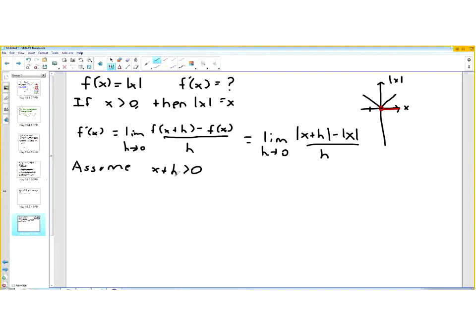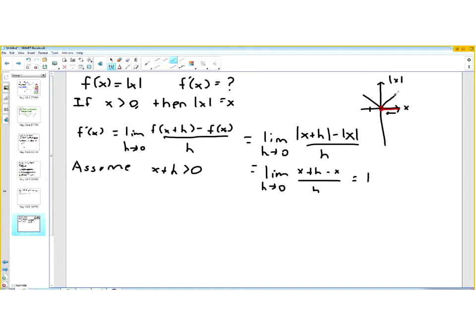So the assumption based on geometry is that x plus h would be greater than 0, and then we'll go towards 0 in this direction. So we can cast off the absolute value because x plus h is greater than 0 and x is greater than 0, and our limit becomes the limit as h approaches 0 of x plus h minus x over h, and that's just equal to 1 after you simplify it.